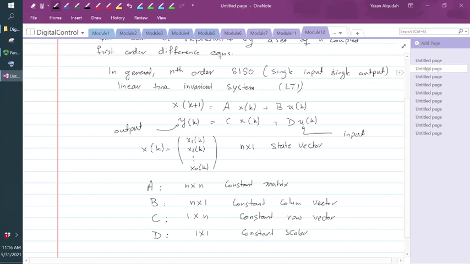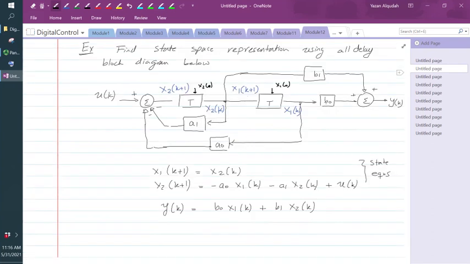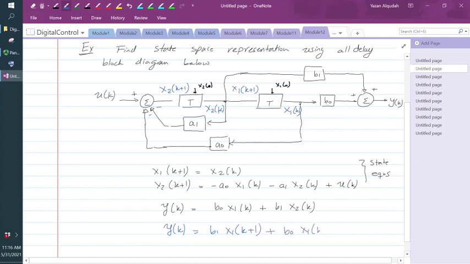I cannot write this, although it is true that y of k, I can write as equal to b1 x1 of k plus 1 plus b0 x1 of k. Is this equation correct? It is correct, but this is not a valid state space representation. Does that make sense? So please keep that in mind.